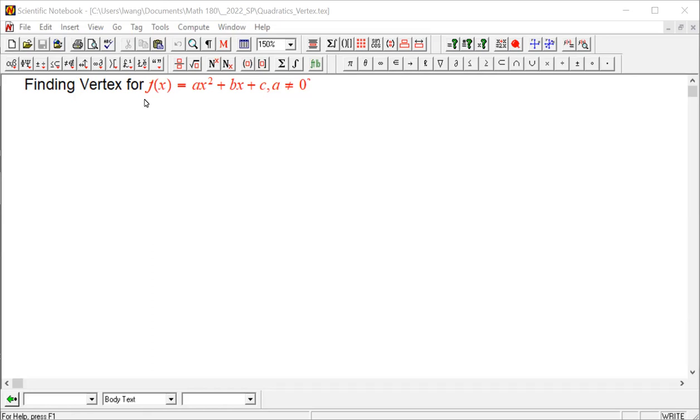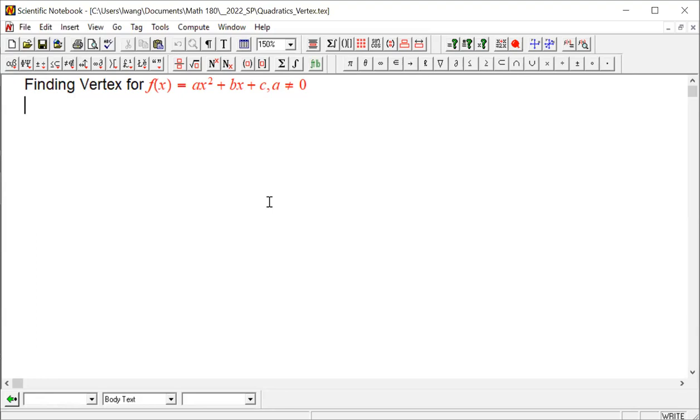Hello. In this lesson, I'd like to talk about how to find a vertex. Finding the vertex, we already talked about two methods, right? We're going to recap the two methods we did, and then we're going to talk about a third method.